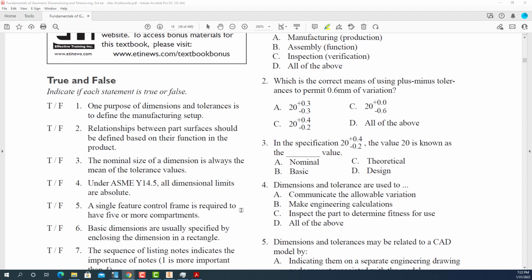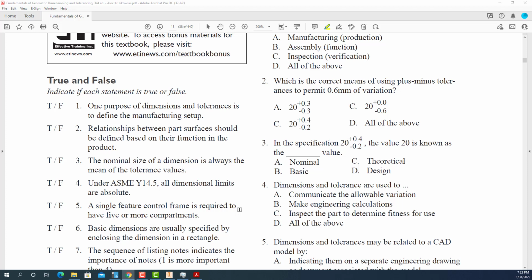A single feature control frame is required to have 5 or more compartments. Okay, it didn't even talk about that, right? That's gotta be false though, right? It is false. But let's talk about a feature control frame.